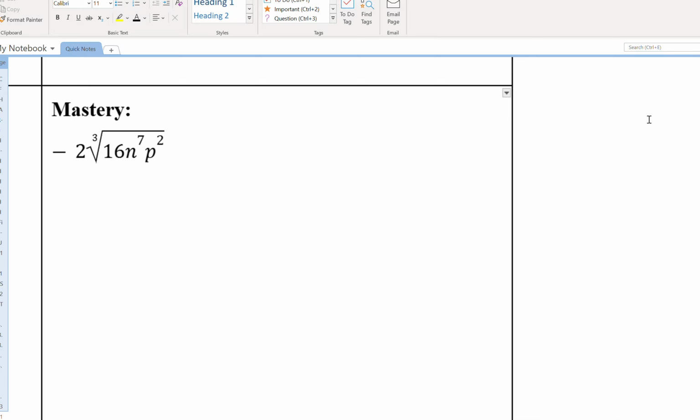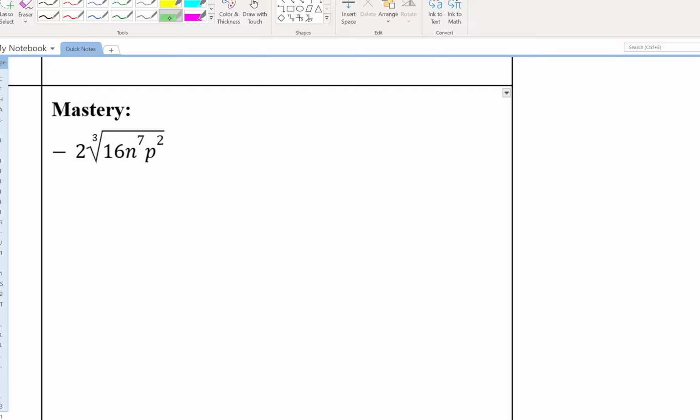Video on how to simplify radicals. And so here we've got one that's a little bit more challenging, at the mastery level. There's a few things that I'd like you to notice right off the bat here. One is that this is not a square root, but a cube root. So we're going to be looking for groups of 3 prime factors, not 2.